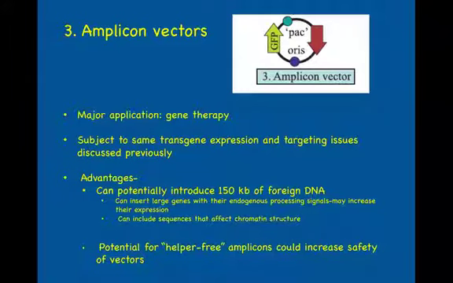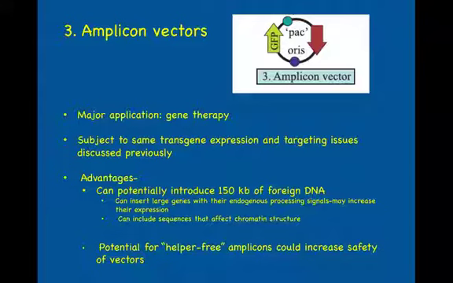Amplicon vectors. So again, we talked about these plasmids before. They're mostly for gene therapy. And they're subject to the same transgene expression and targeting issues that we've already discussed. So they can be affected by the latent cycle and the neurotropic effect of the virus. Doesn't depend on the genome, it's based on the proteins on the capsid, which presents an interesting point that I don't know if we'll talk about in this little lecture.